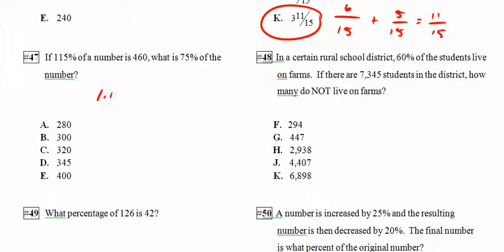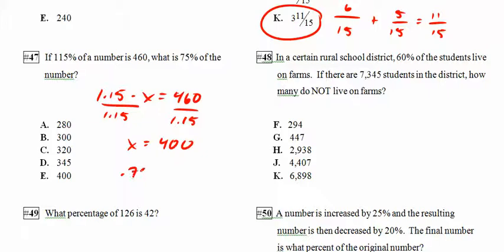If 115%, 1.15 of a number is 460, what's 75% of that number? 75% times 400 is 300.